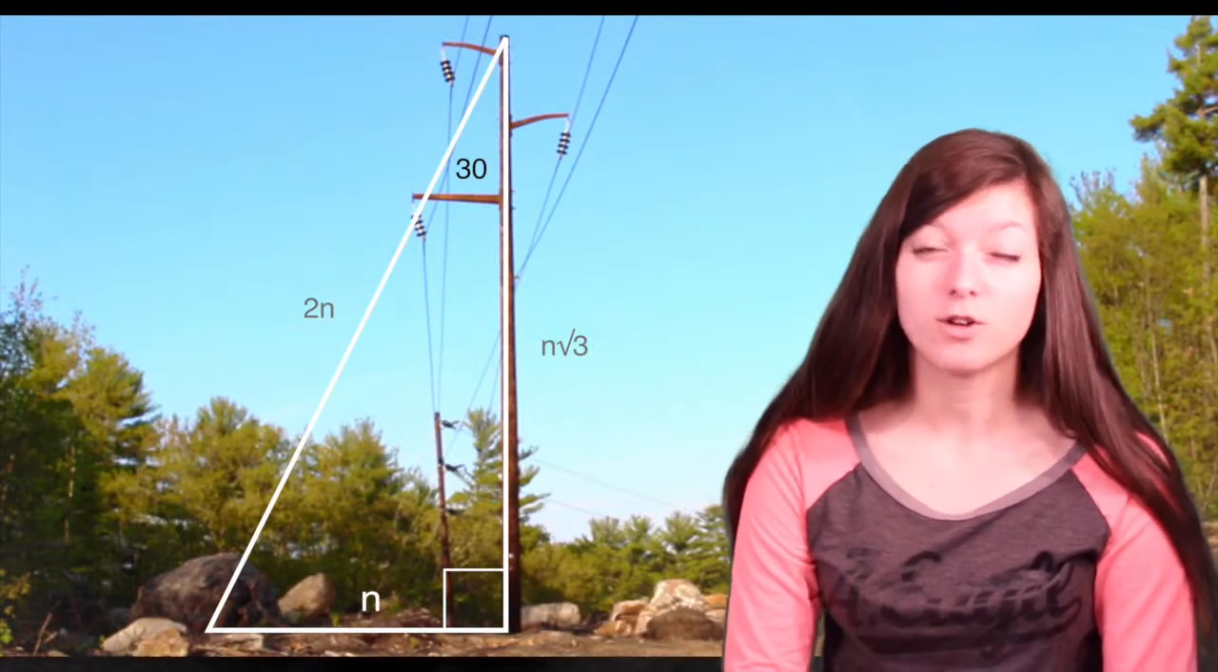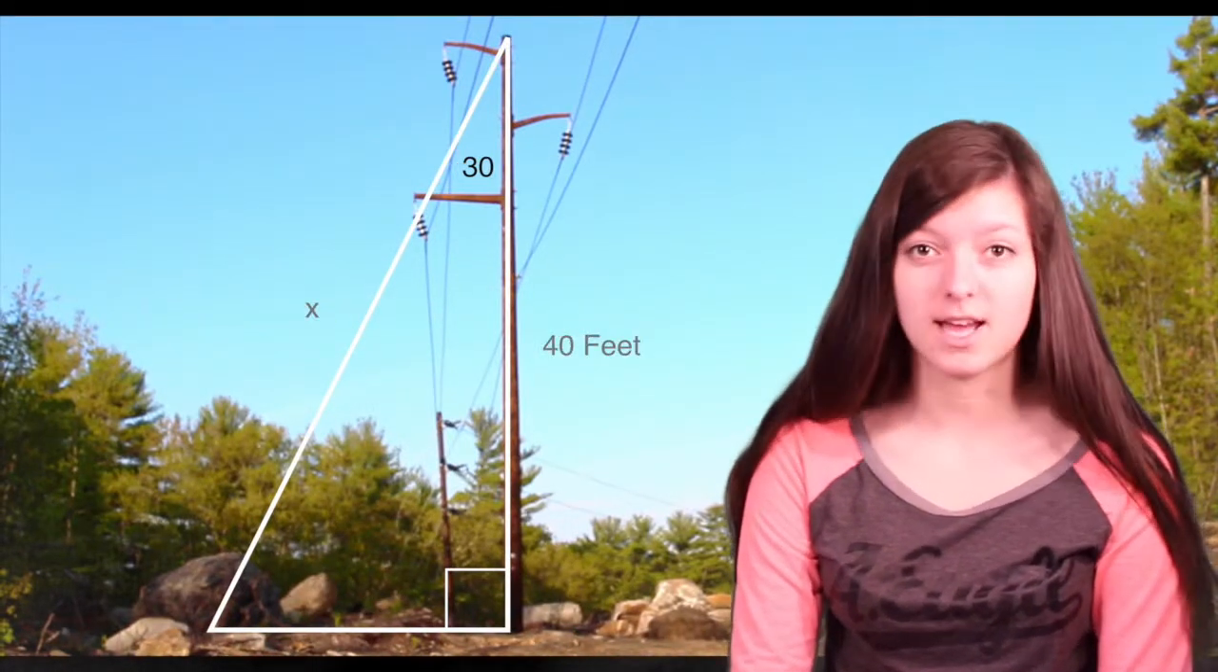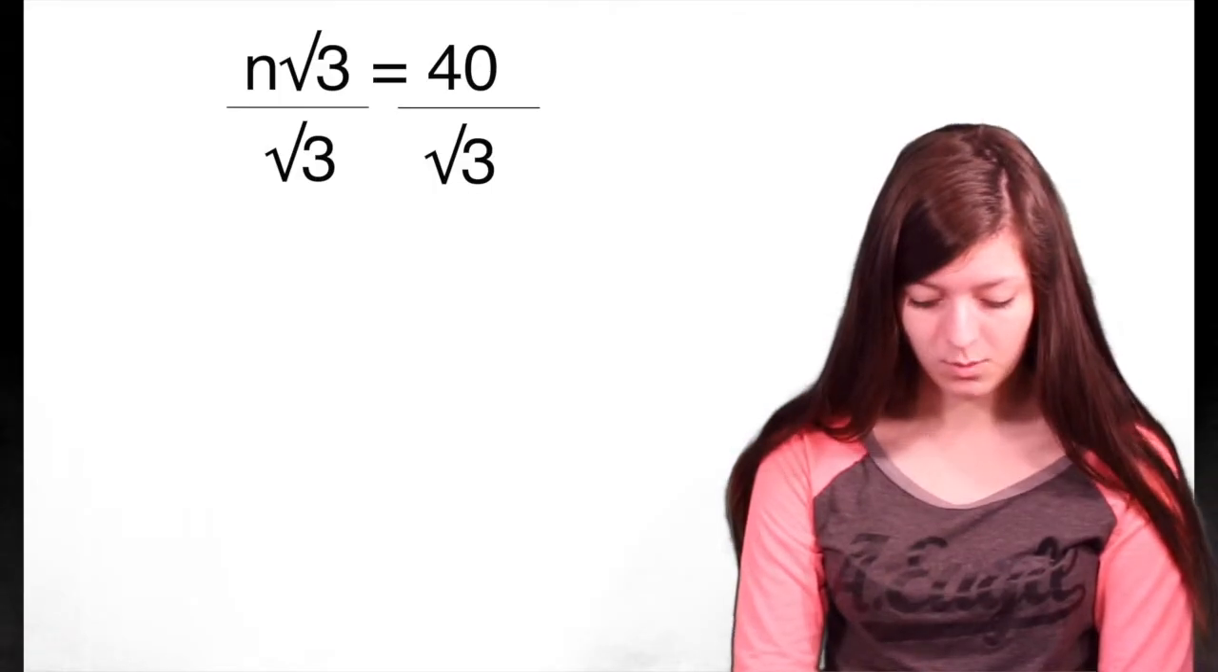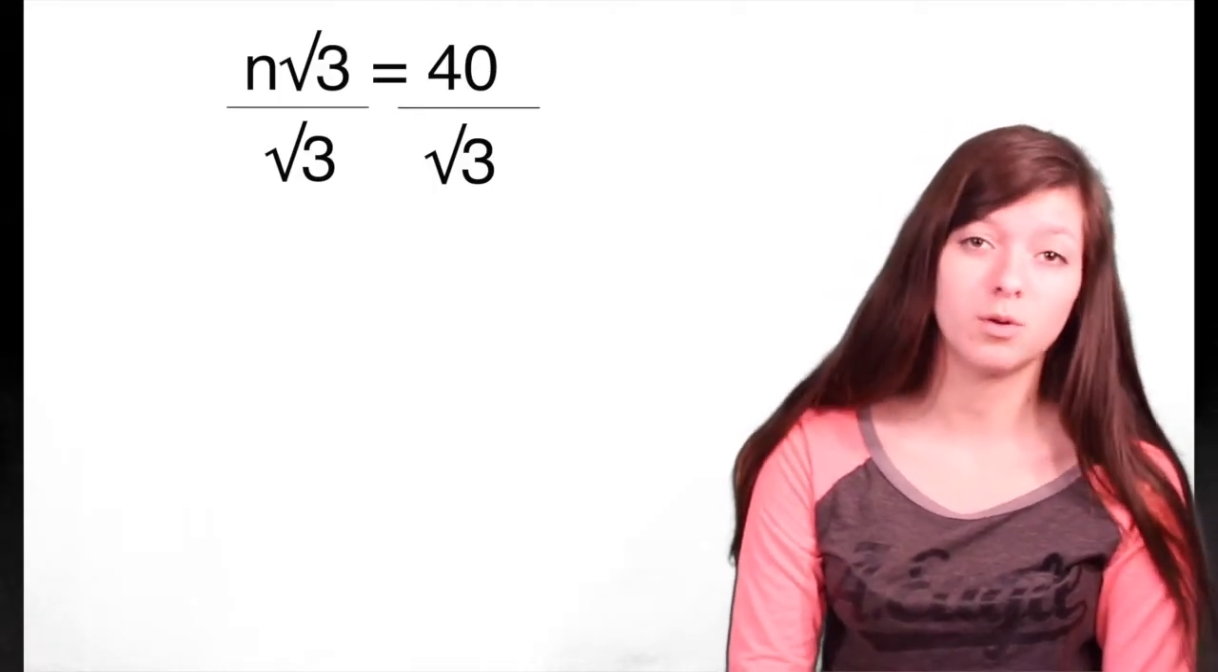The longer leg of this triangle formed is 40 feet. That means that n root 3 equals 40 feet. We need to solve for n in order to find 2n, or the hypotenuse.